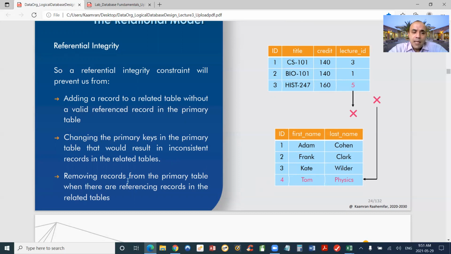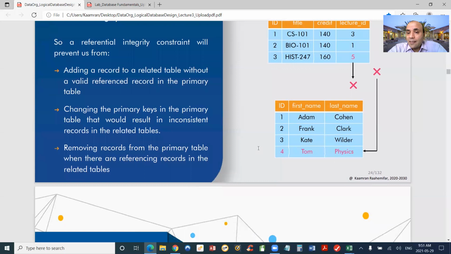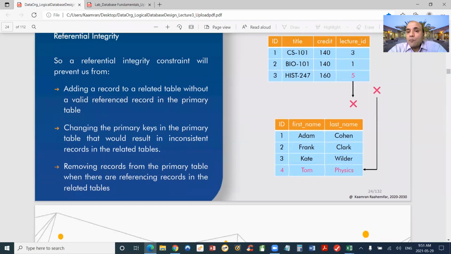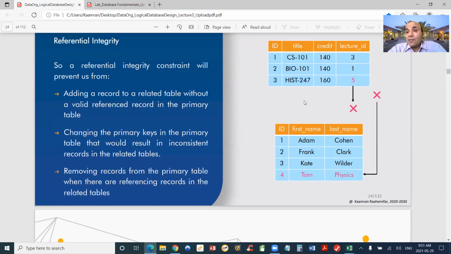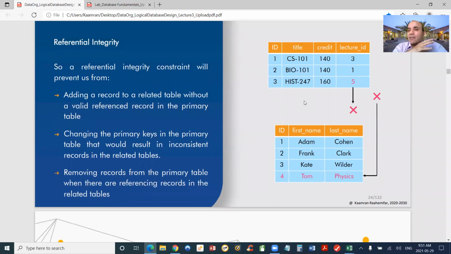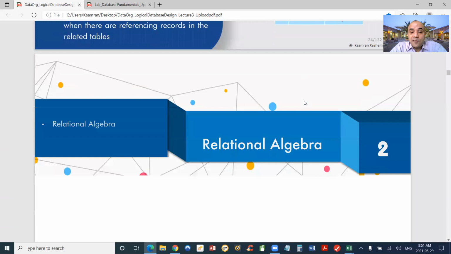Removing records from the primary table when there are referencing records in the related table. So this is a related table, and you removed everything about number 2 in this table. Again, the assumption is there is no other primary table, and this is the only primary table you have in your database design. Then we are in trouble because you're never using 2, Frank Clark. And if you are not using it, then the database is not consistent. Purge the row, and then it becomes consistent.